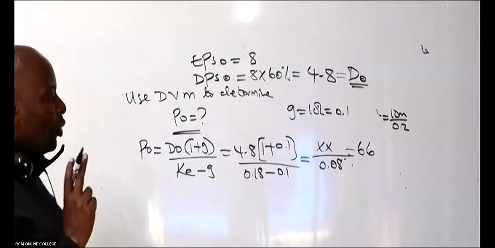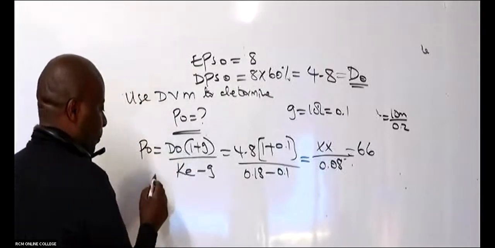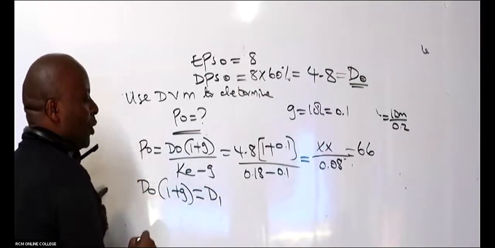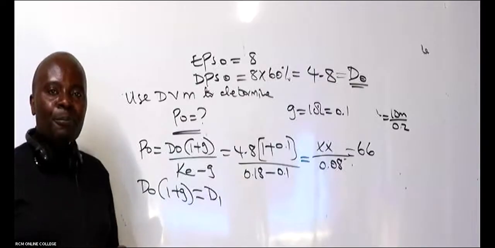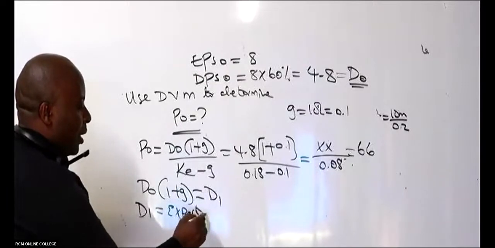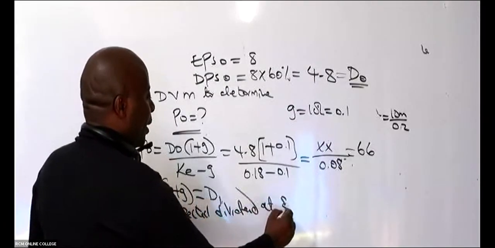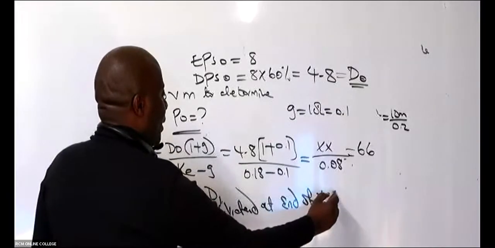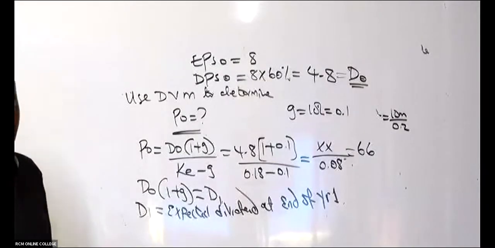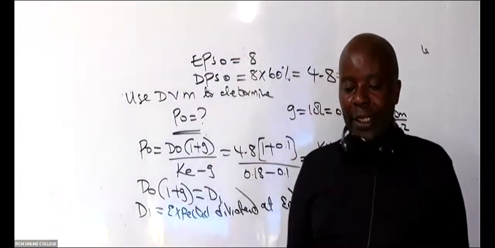Thank you so much. Now, as I go to option number 1, ladies and gentlemen, it will be important for you to also take note of the following. That this D0 into 1 plus g is the same as D1. And the D1 is what we call expected dividend at the end of year one.